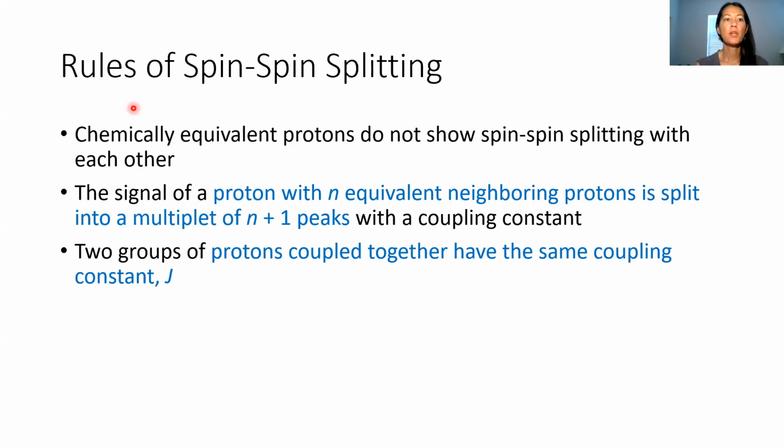So just some summary of some rules. First of all, chemically equivalent protons do not show spin-spin splitting, meaning those identical methyls, H's off those identical methyls or equivalent methyl groups, don't split each other. But if you have a neighboring guy, you'll get a multiplet with n+1 peaks, where n is the number of equivalent neighboring protons, and those will have the same coupling constant. Here, two groups of protons coupled together have that same J value.